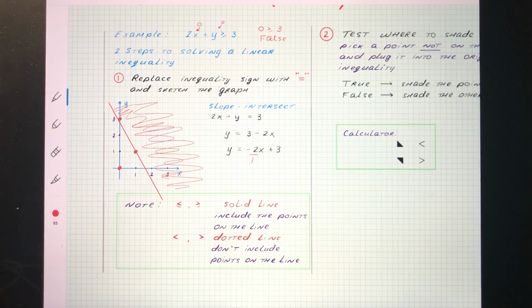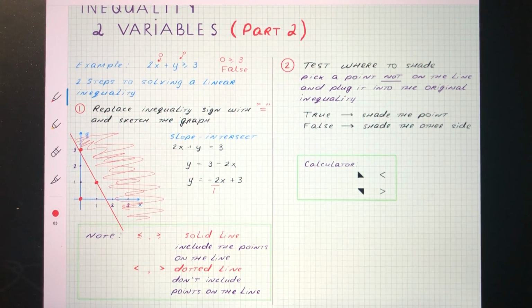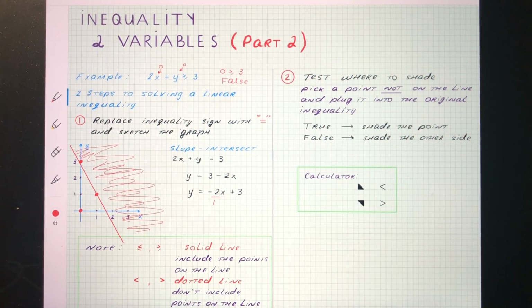And this is it. This is another example of how to solve a linear inequality with two unknowns and how to make a sketch.